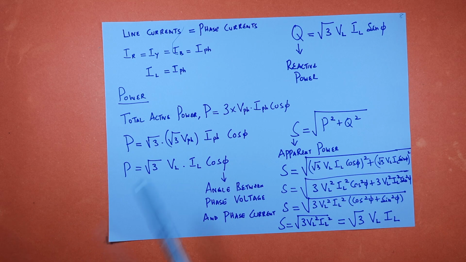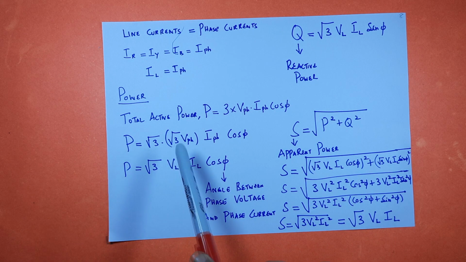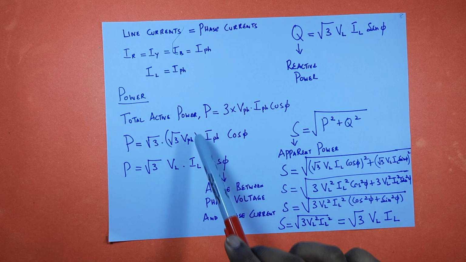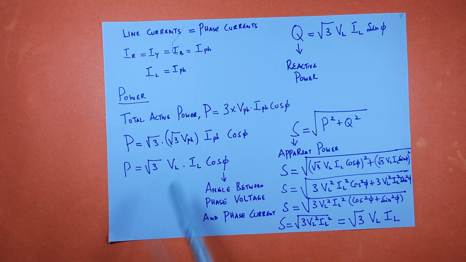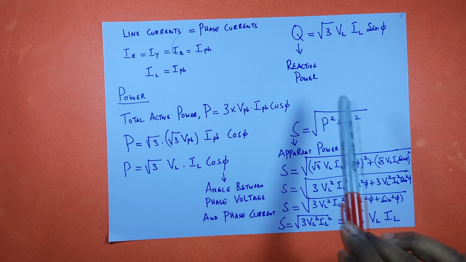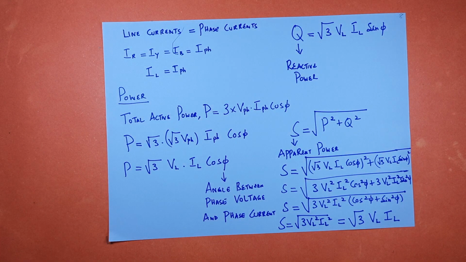So for P equal to 3 V phase I phase cos phi, I write this 3 as root 3 into root 3. Root 3 V phase is VL, and I phase is also IL. So P equal to root 3 VL IL cos phi. This is the active power in a star connection. Phi is the phase angle between the phase voltage and the phase current. Similarly, Q is the reactive power, which is root 3 VL IL sin phi. Right?